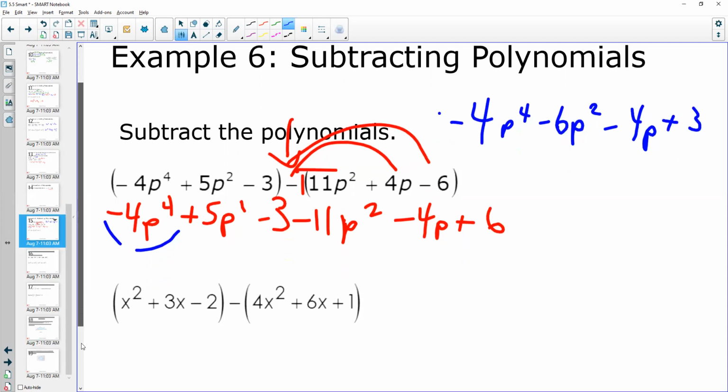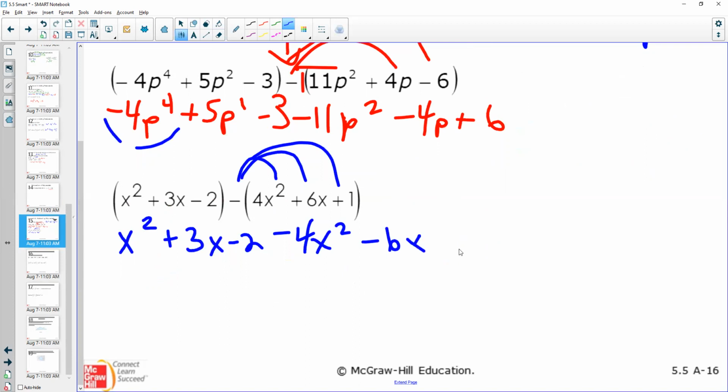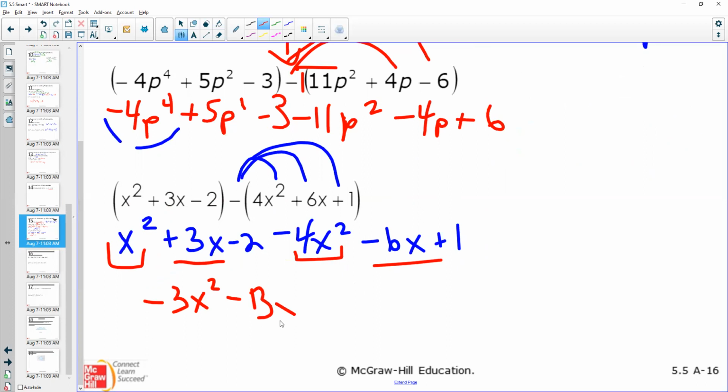next, take a look at the one on the bottom. It works the same. Distribute the negative first, then break everything up. X squared plus 3x minus 2 minus 4x squared, and it's got to go to each thing, not just the first term, minus 6x plus 1. So now we'll combine. So let's see, I have x squared and minus 4x squared. That gets me negative 3x squared. 3x minus 6x would be minus 3x. And then negative 2 plus 1 gets me minus 1.